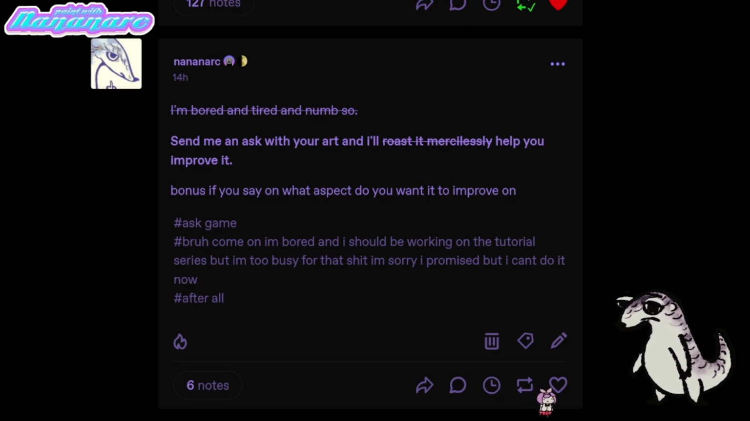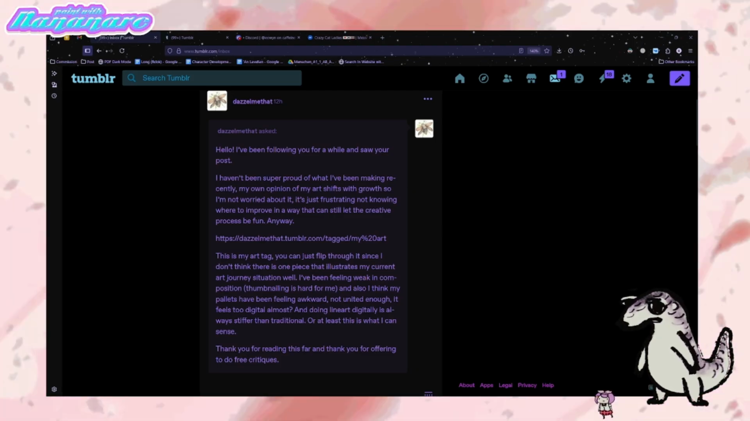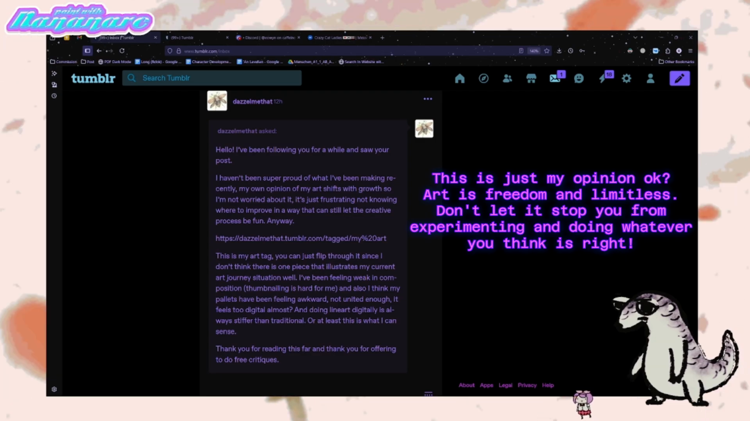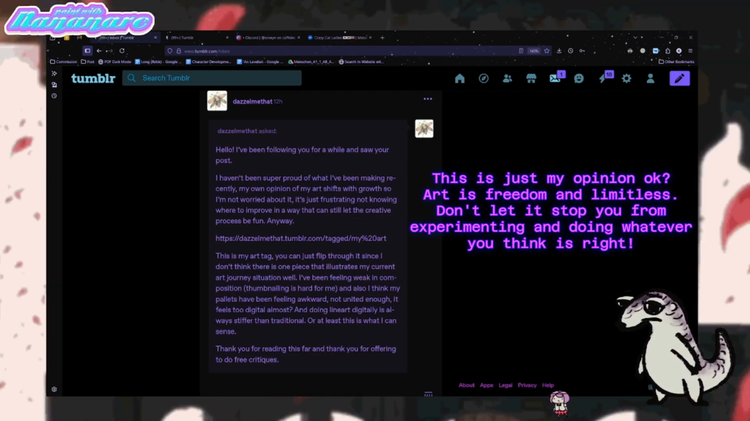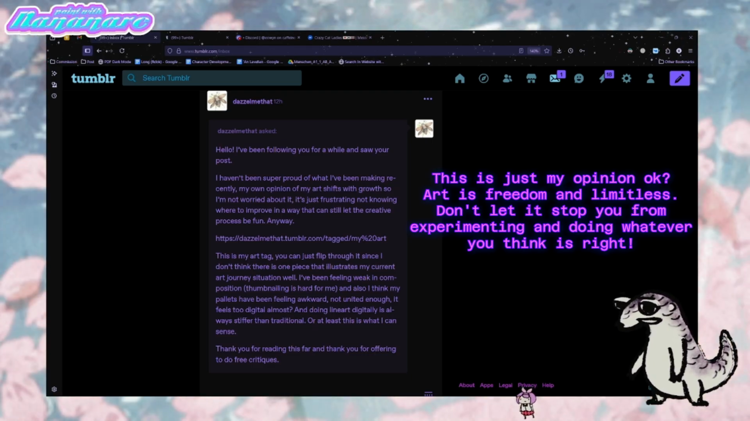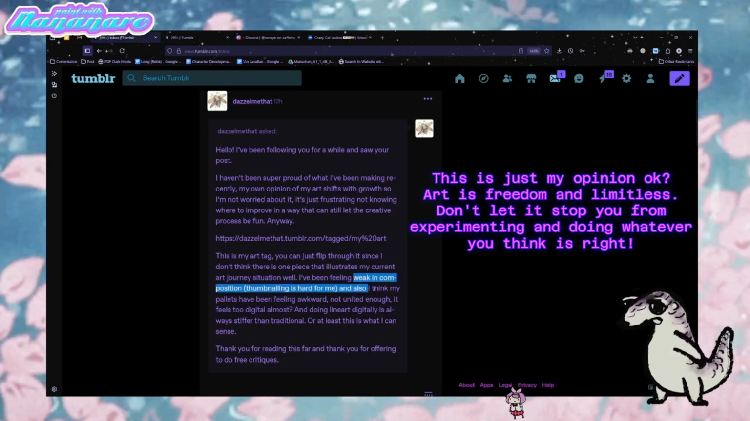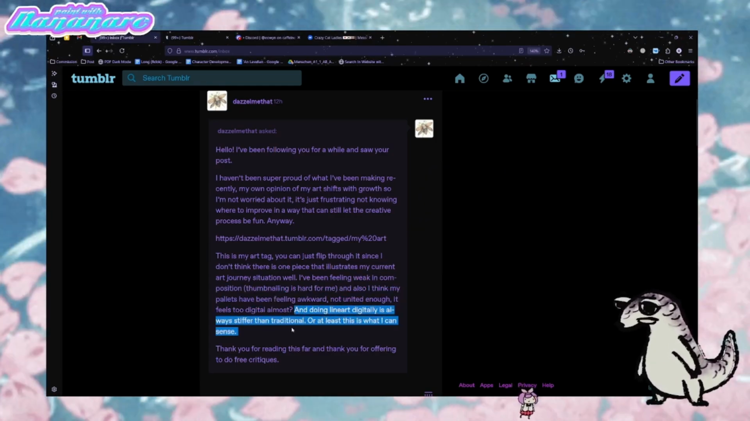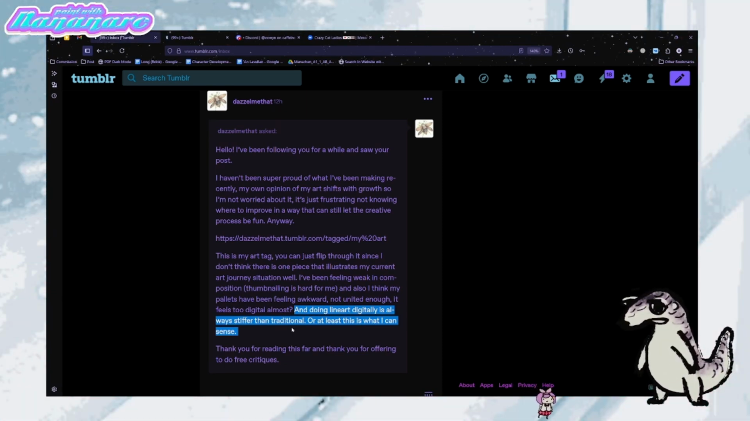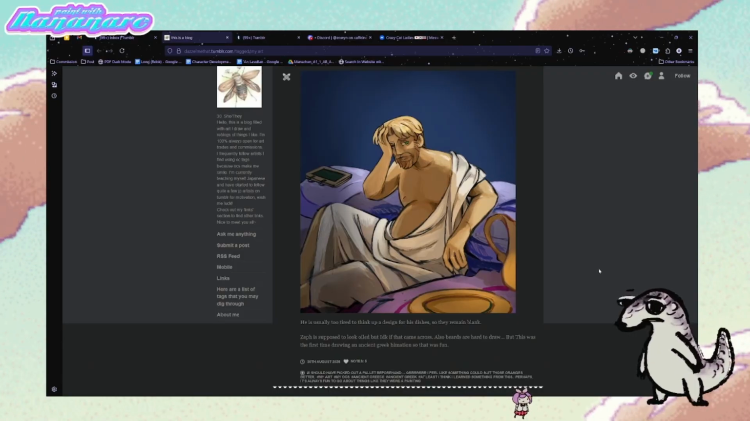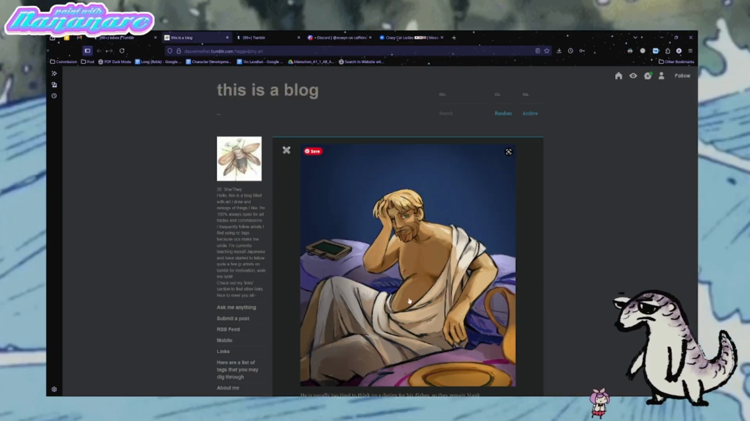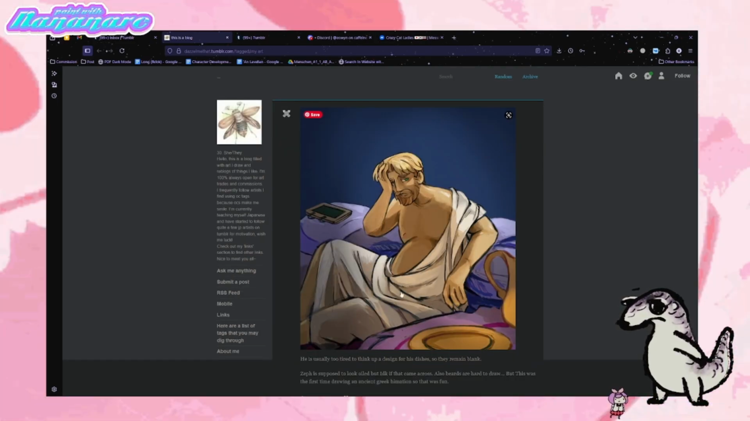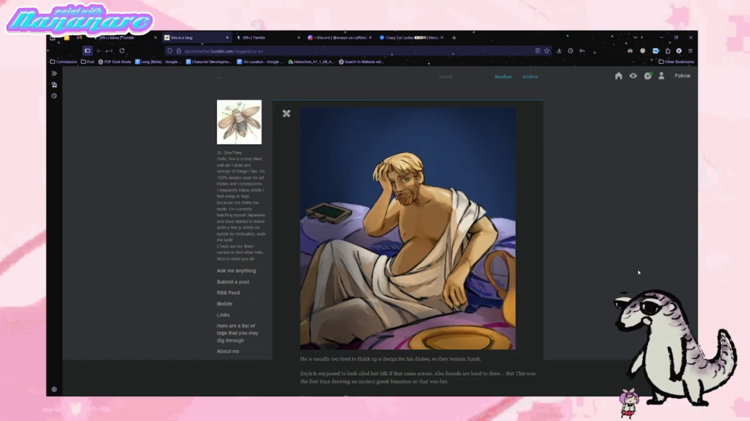Okay, so let's roast your art. First contestant, we have dazzelmethat, and they've asked me to take a look at their blog and see if I have any advice on improving composition and the color palette. And also I have to agree that doing digital art is always gonna feel stiffer than traditional. Let's see. I love his belly here. Love that. We need some more representation of people who do not look like skinny models.